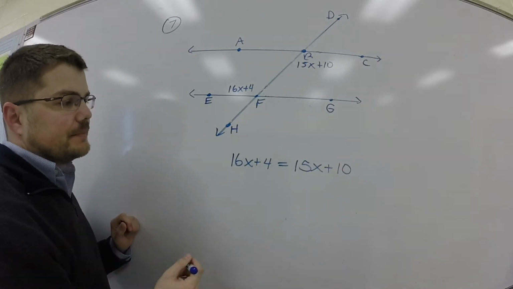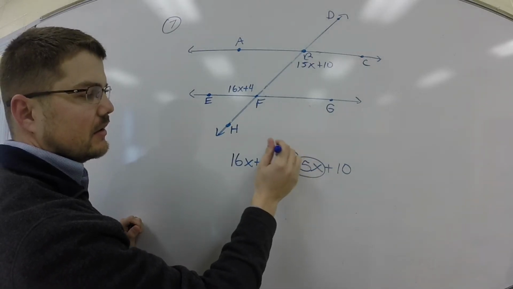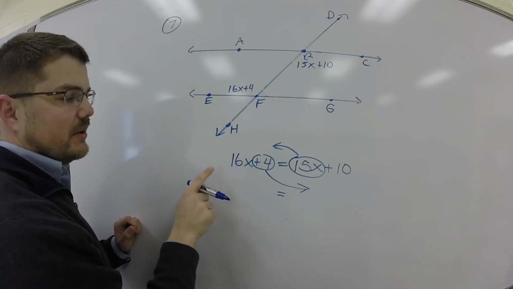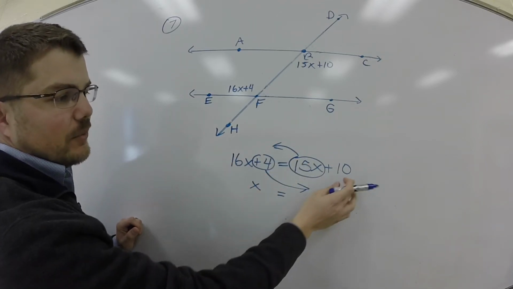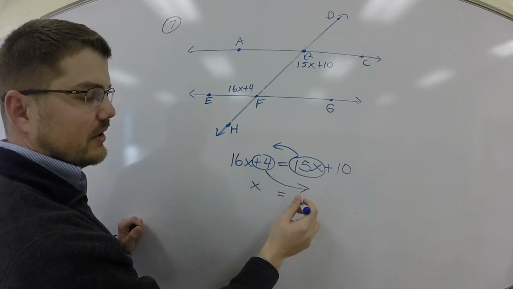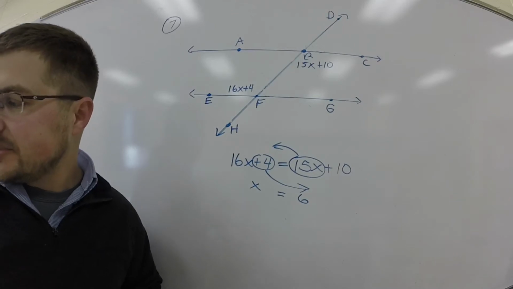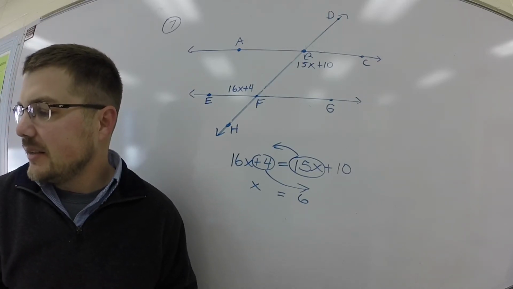Now let's solve it. Take your smaller x over, get your numbers together. So this will be 16x minus 15x will be just x. And we have 10 minus 4 gives me 6. Okay, so I know x equals 6. What does the question want to know? What is the measure of angle DBC?